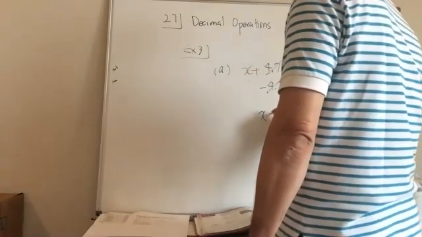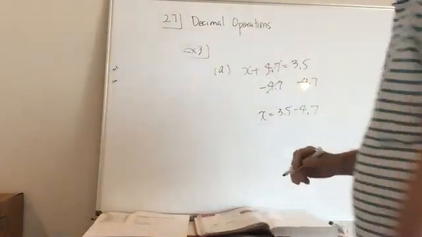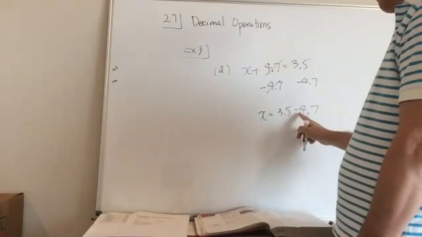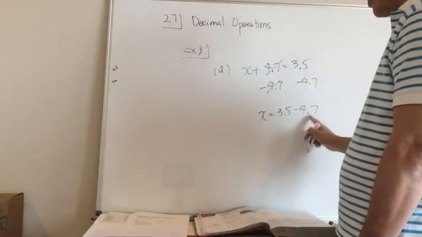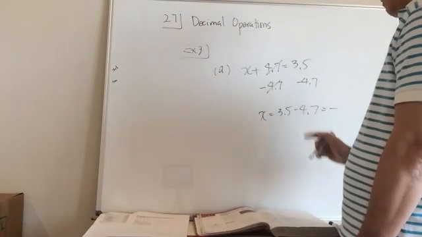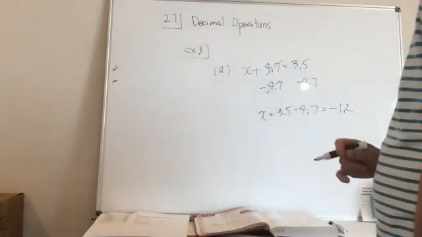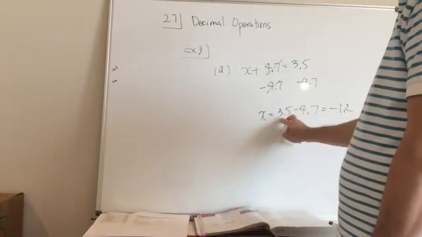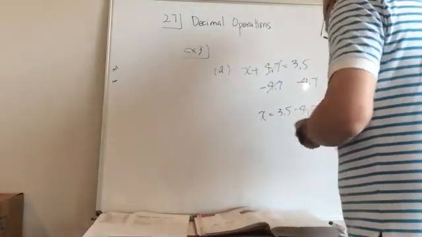I get x is equal to 3.5 minus 4.7. We have a positive number, and we're subtracting a larger number from it. The 4.7 is larger, which means it's going to be a negative number. 4.7 minus 3.5 is 1.2. So it's a negative 1.2.